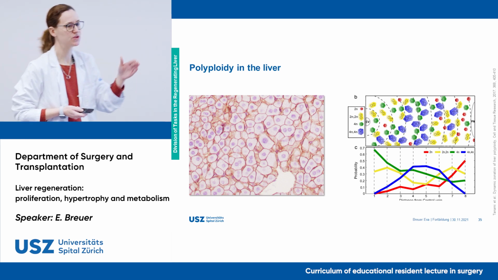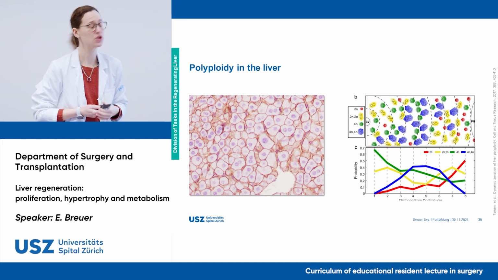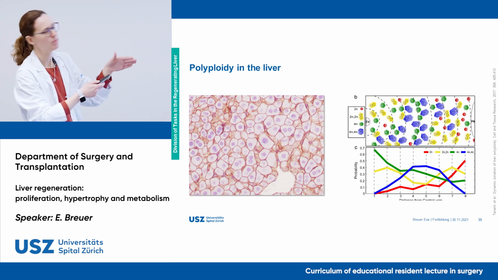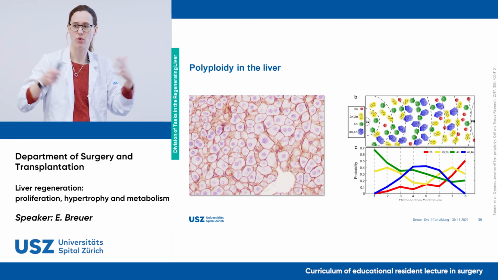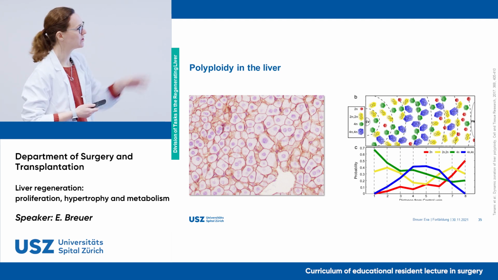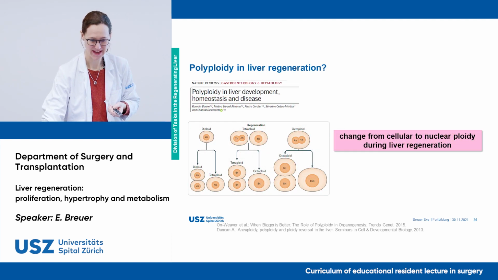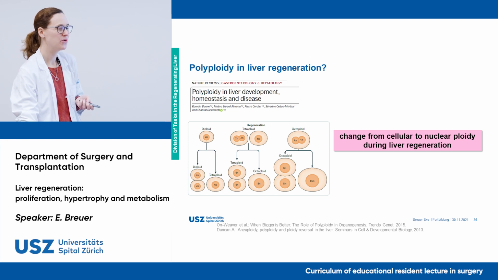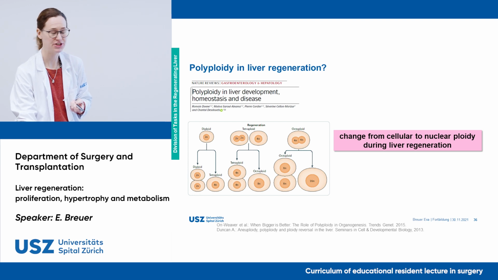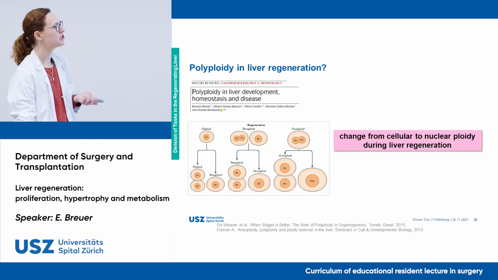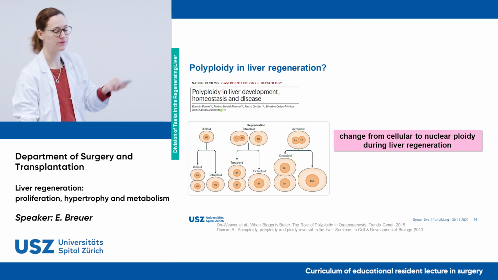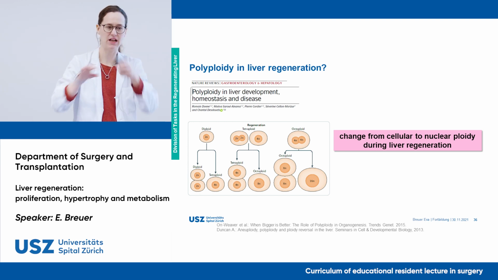We know that the ploidy in the liver is also zonated. Most of the midlobular hepatocytes have a higher ploidy, more genetic content, compared to the ones next to the portal tract and the central vein. This actually complicates the regeneration a bit. What other groups have found is a change in ploidy during liver regeneration. We have a change from cellular to nuclear ploidy, so we don't have these binucleate cells, but one big cell with one big nucleus.